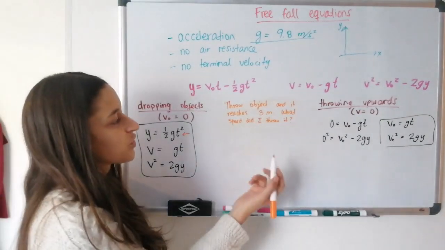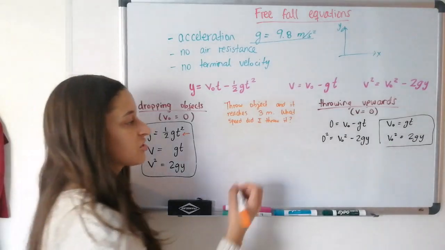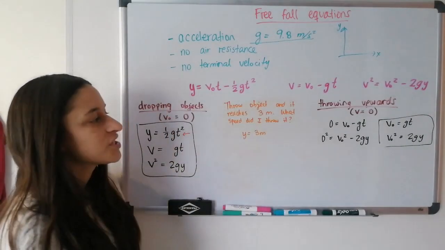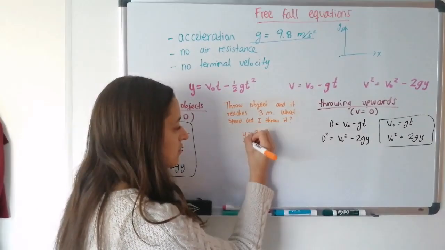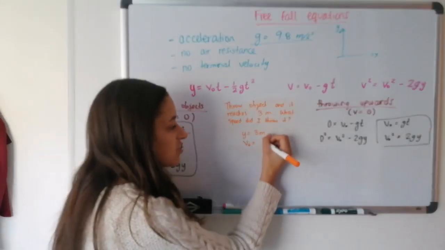Now, what do we have and what are we given? It reaches 3 meters. That's a height because it's in meters. So we have y, it's 3 meters. And what speed did I throw it with? We're being asked for the initial speed. The initial speed, right? That's what we need to look for.